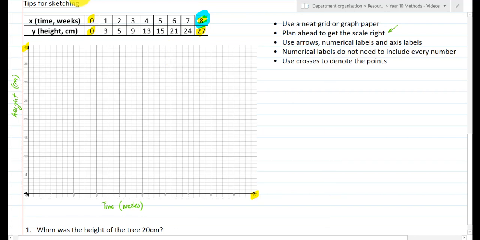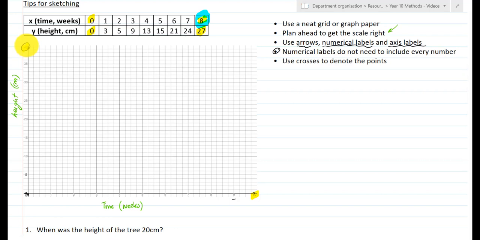So the next thing is make sure that you've got arrows, numerical labels, and axes labels. We've done the axes labels. I've got numerical labels and I've got arrows. And you'll see that the fourth one says numerical labels do not need to include every number. And it's a bit of a frustration that I see a lot. People waste a lot of time writing every number up to 40 on their axes. And technically, as long as you've got a decent grid, if you give me one number, I know the scale. I don't need any more than that.